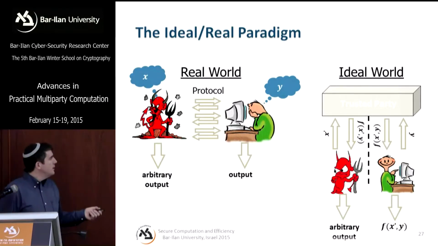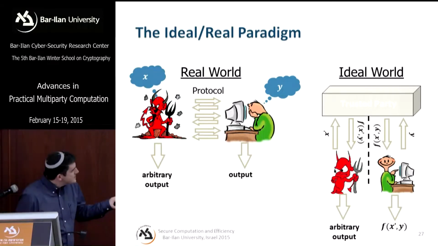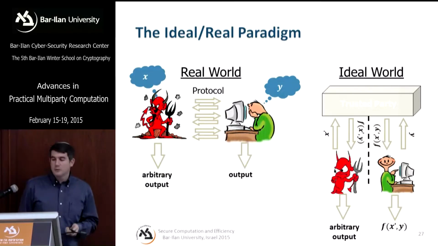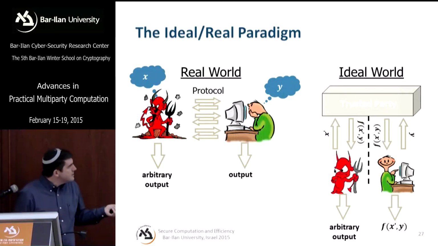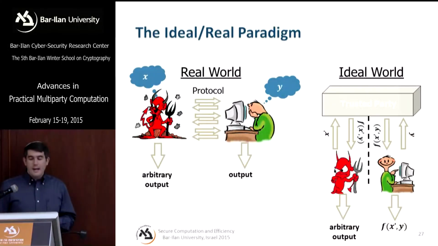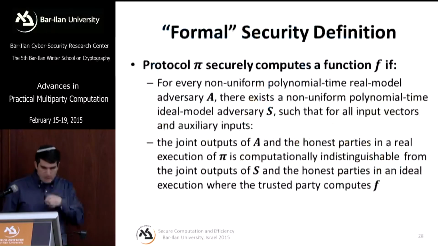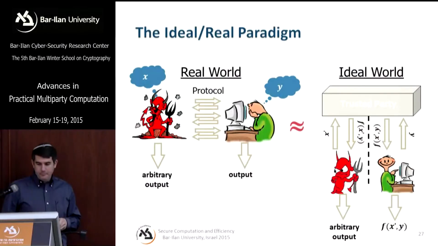In the ideal world, the corrupted party sends some x prime. It's not necessarily its real input x, it's not necessarily its prescribed input x. The honest party obviously does input its prescribed input y, and they get back f of x prime and y, and the adversary outputs whatever it wants, and we want these things to be computationally indistinguishable. So really the real protocol behaves and looks like this ideal world because they look the same.